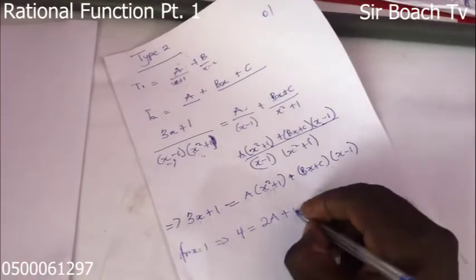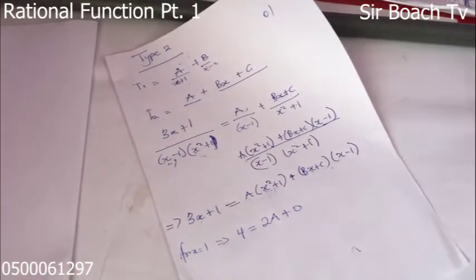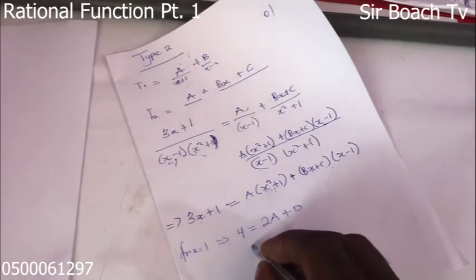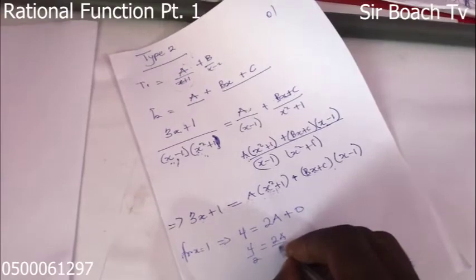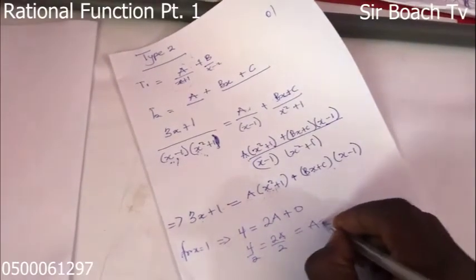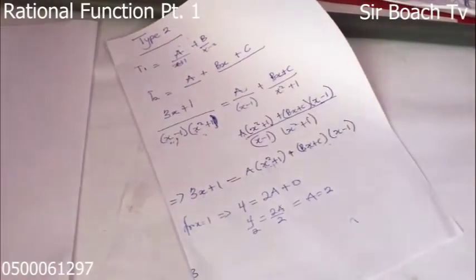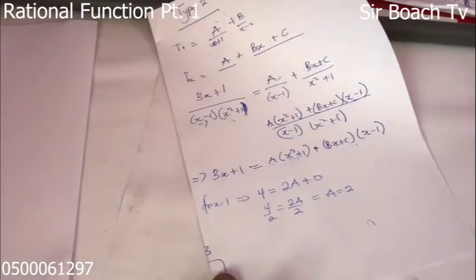So we get plus 0. Then we are going to get 4 over 2 here, then 2a over 2. Then we're going to get a being equal to 2. Do you get it? So now we have tried 1. So let's try something else.